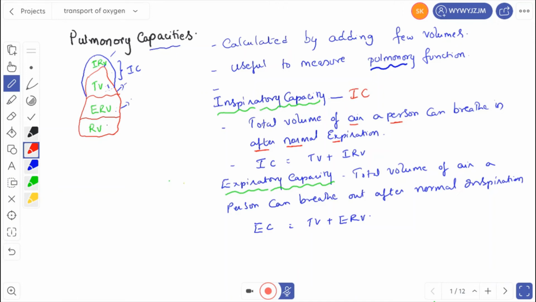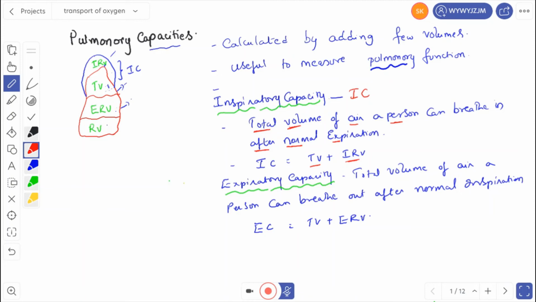So the definition: total volume of air a person can breathe in after normal expiration. Normal expiration means you are sending out TV, so you have to inhale TV and you can also inhale IRV. So inspiratory capacity equals tidal volume plus inspiratory reserve volume. This is your inspiratory capacity.